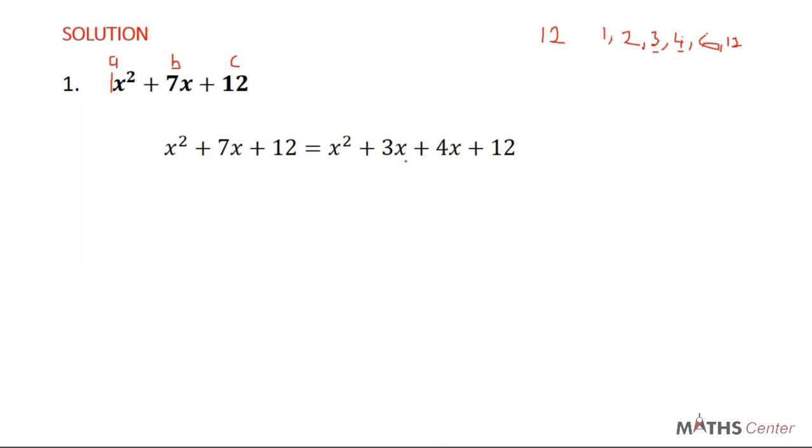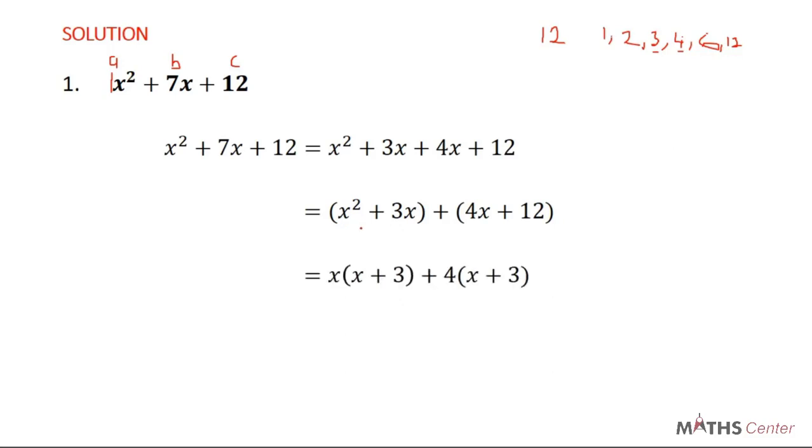You can see from here that we've changed nothing because x squared is here, x squared. 3x plus 4x is 7x. So we have just replaced 7x with those two numbers, 3 and 4. Then plus 12, we have that here. So from here you proceed to factorize as we were doing when we learned factorization of algebraic expressions. So you put the brackets around them. Here you factorize x out since x is the common factor.